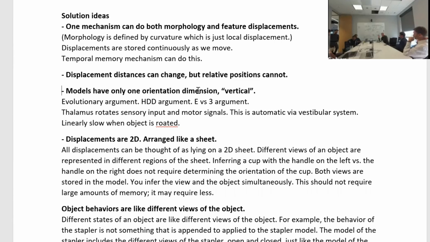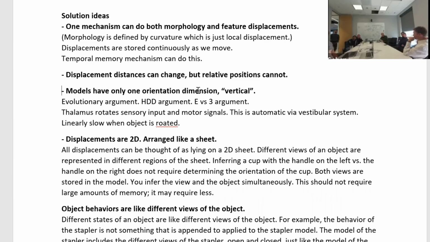So the models are dependent on which way is up. It's not like there's an independently floating model out in space and I have to figure out its orientation. There's a lot of evidence for this. There's an evolutionary argument: when you're walking around the world, trees don't go upside down. Everything seems to stay the same, but you're in different positions. There's the head direction cells argument, and the E versus 3 argument.